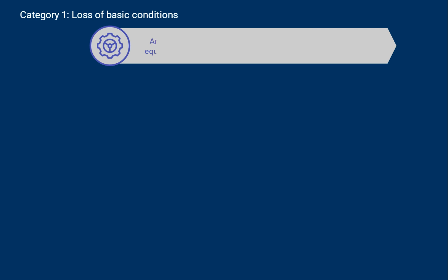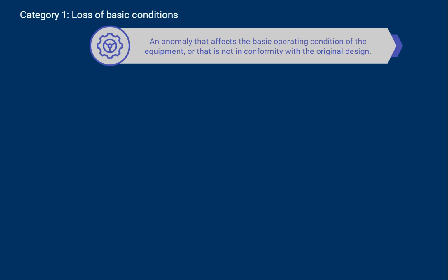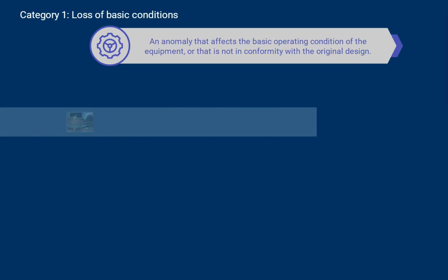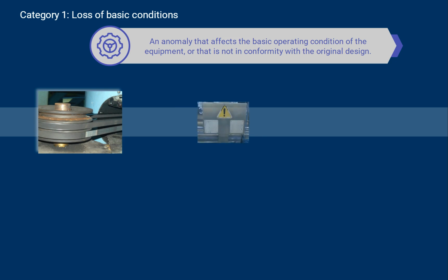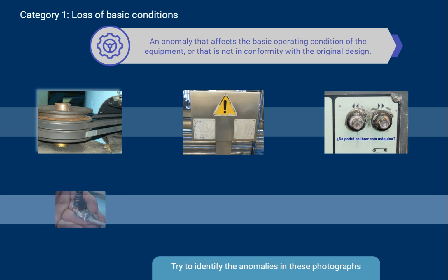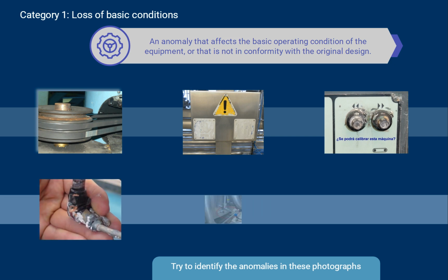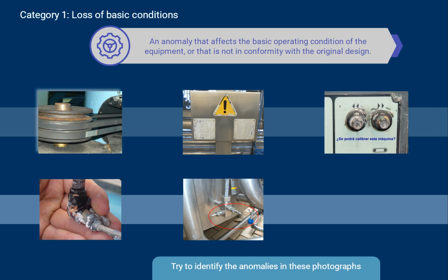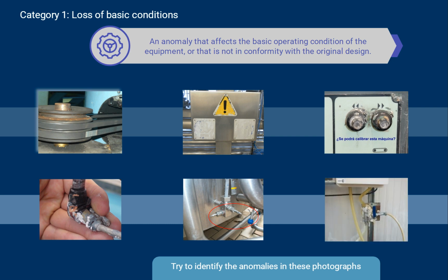The loss of basic conditions is an anomaly that affects or hinders the fulfillment of the fundamental functions of the equipment. This anomaly manifests when the original design conditions are not respected, as well as basic cleaning, adjustment, or lubrication. Below are some examples of this type of anomaly. Absence of a belt in a transmission system, deterioration of safety signage, loss of function of the thickness gauge in a machine, contamination or dirt on a component, and absence of handles on valves, among others.